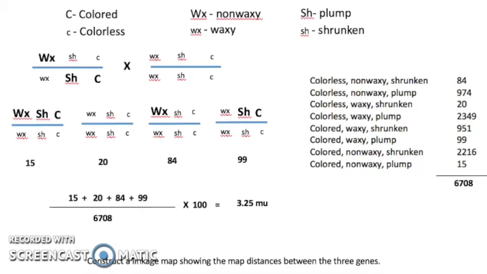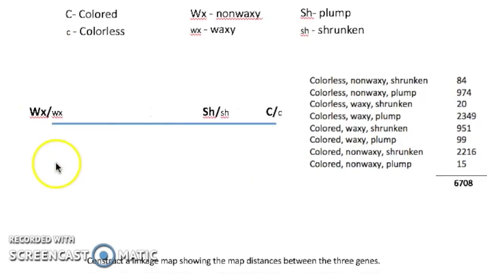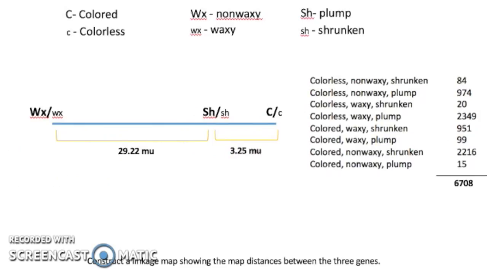Okay, so now we take the information that we got from this round of it and also from the round between the wax and the shape genes, and we can build our map. So we lay out, you can draw a line and then put each of the traits in the gene order that we determined earlier, and then label with the map units the distance between them. So between the wax and the shape gene, we had 29.22 map units, and between the shape gene and the color gene, we had 3.25 map units. And these obviously are not giving the best visual of the distance there, but anyhow.